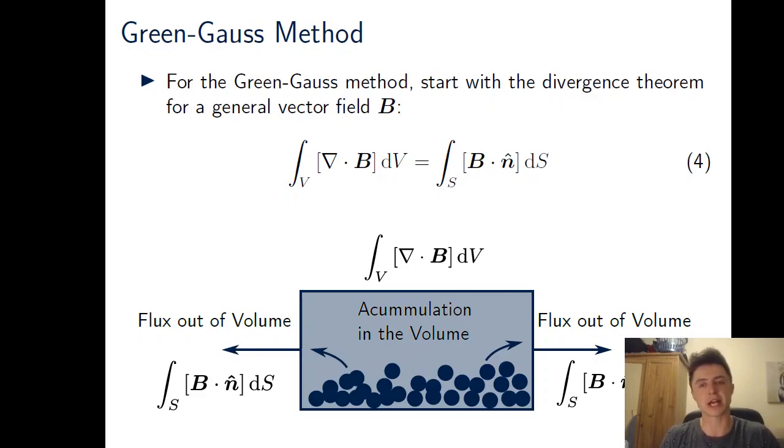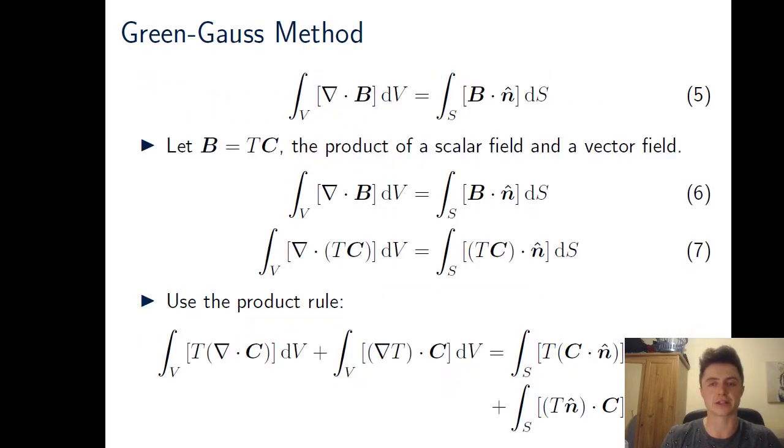So now what we're going to do is take the divergence theorem for the general vector field B and do a bit of manipulation so that we can put it in a useful form that we can use to calculate the gradient. Notice and remember that the gradient is given by nabla B, but it's not nabla dot B. It's a different operator. We want the gradient and not the divergence, so we have to do some manipulation to do that.